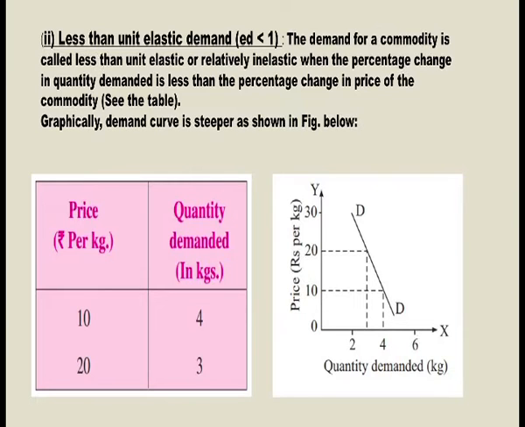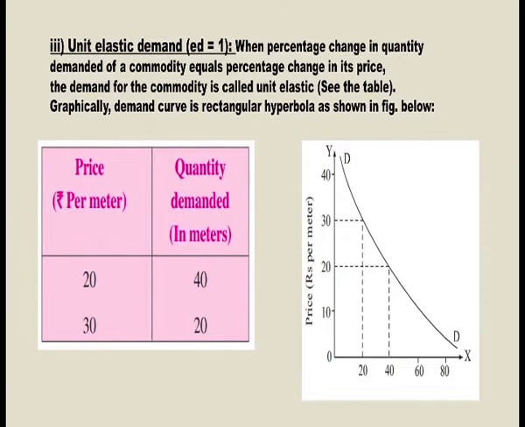Now, the third case of elasticity of demand we can see, it is elasticity of demand equal to 1. In this case, there is an equal change in quantity demanded to a change in the price of the commodity. When the price of the commodity decreases by 10%, the quantity demanded increases by 10%. That means the quantity demanded changes proportionately to the change in the price of the commodity.